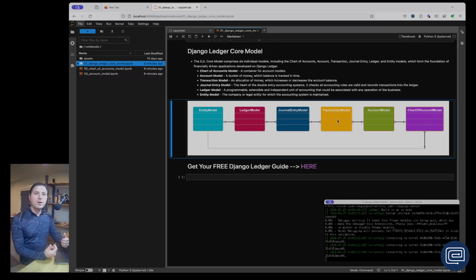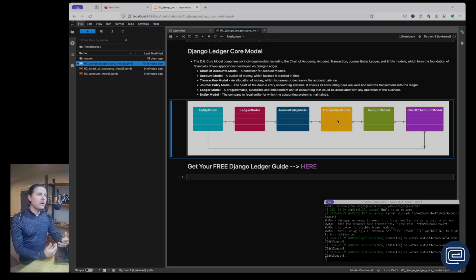The next one that we're going to be reviewing is the transaction model. And the transaction model is the lowest level in our application. The transaction model is really the allocation of money via debits or credits to an individual account. The transaction can be a debit or a credit. And also, depending on the account balance type, a credit will increase or decrease its balance.